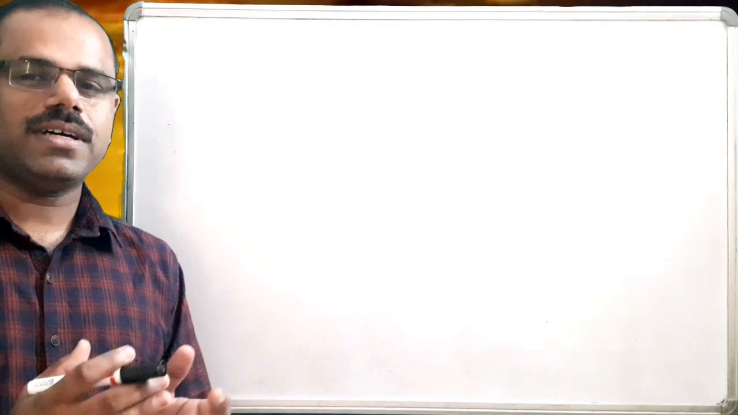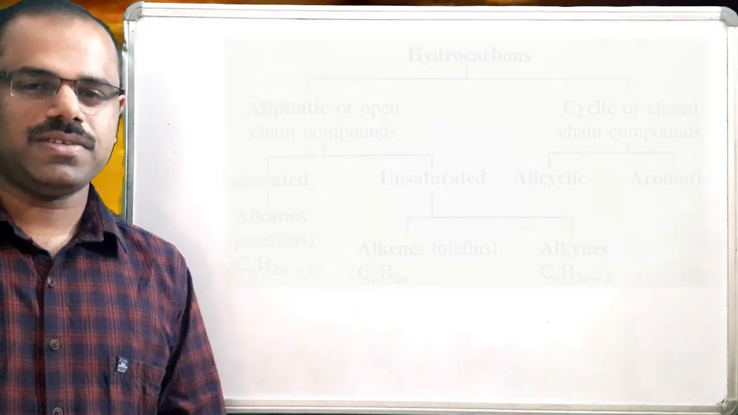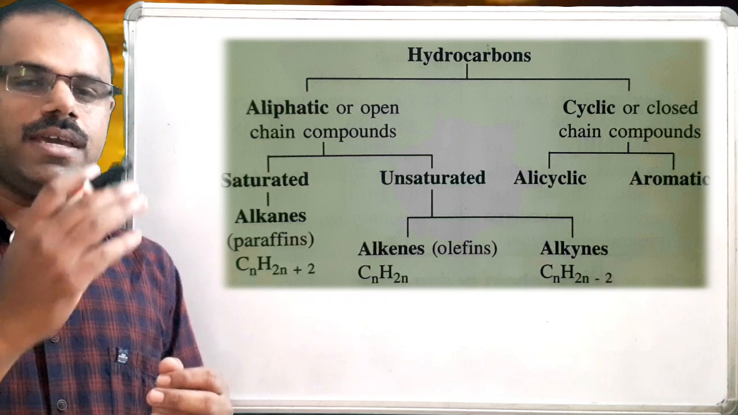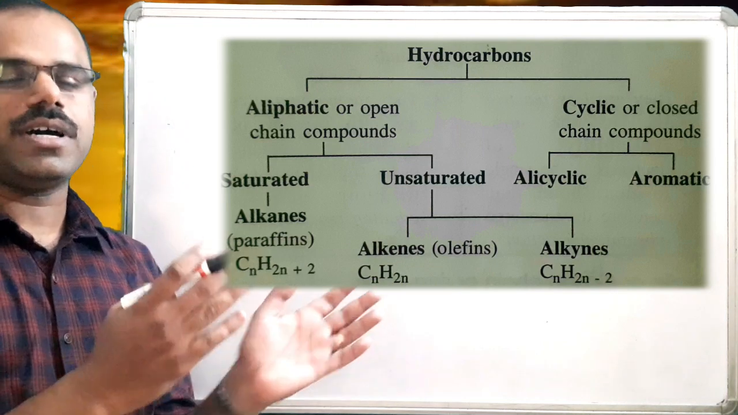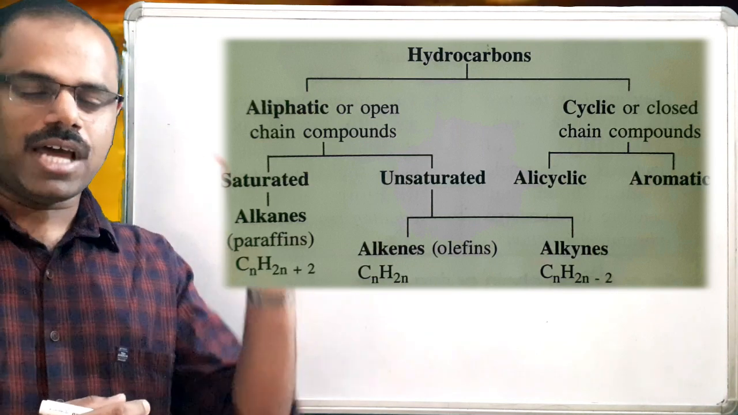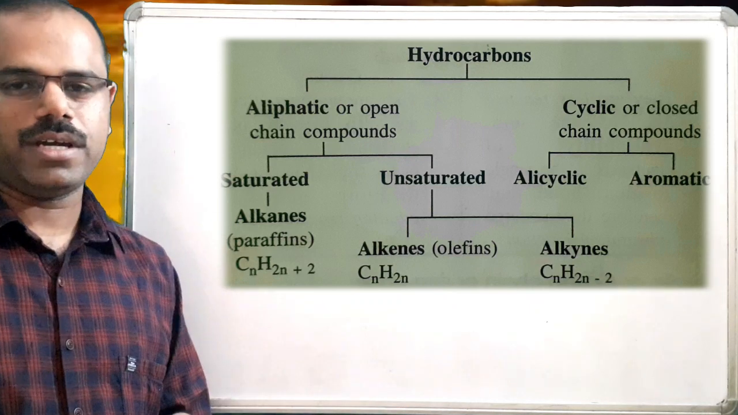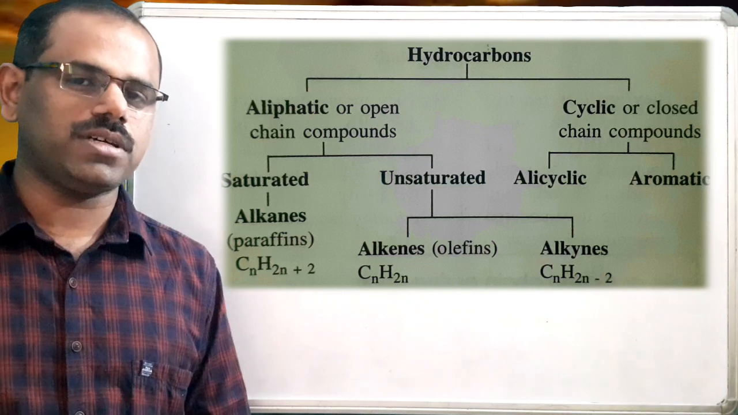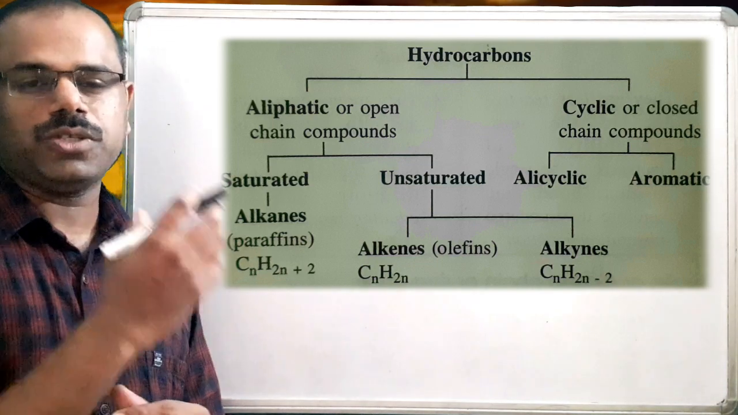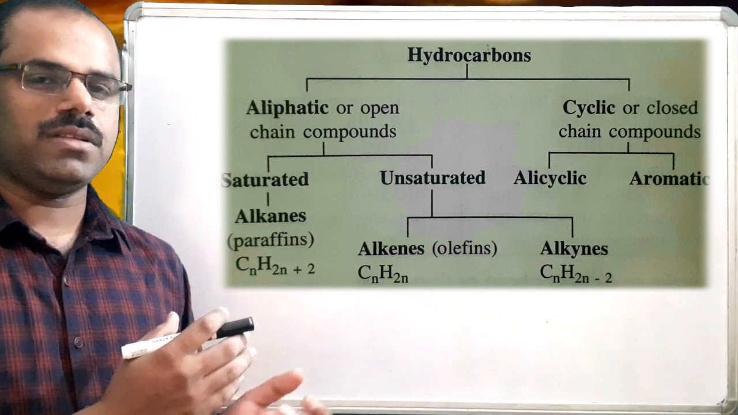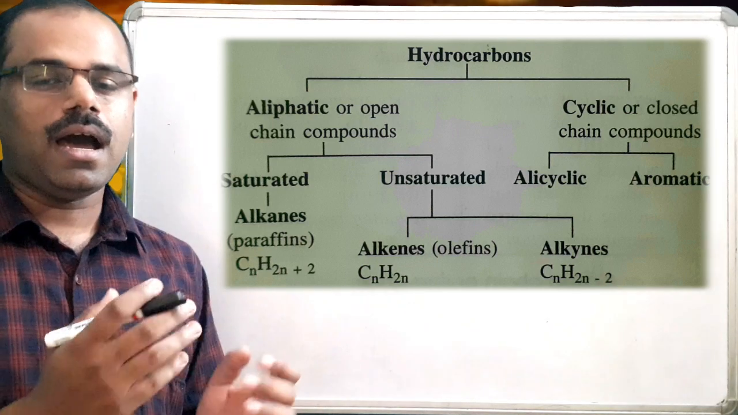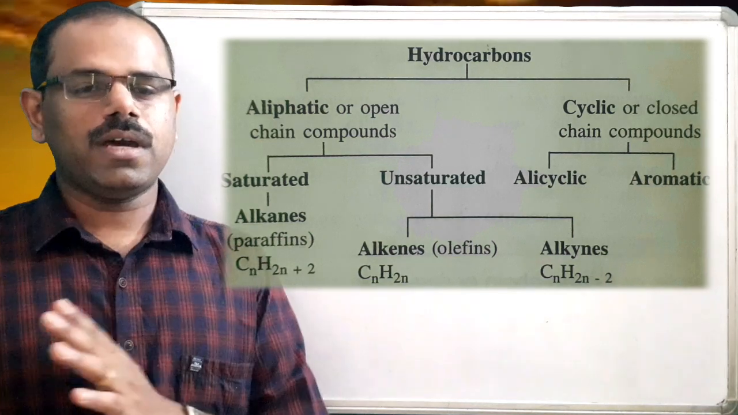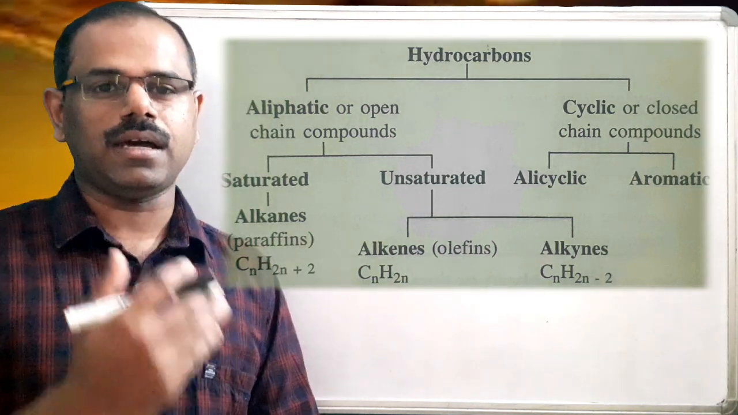As you know, the hydrocarbons are divided into two big categories: aliphatic and cyclic hydrocarbons. Again, the aliphatic hydrocarbons are divided into saturated and unsaturated hydrocarbons. In our syllabus, we study both. The saturated hydrocarbons have a subdivision called alkanes. In the same way, the unsaturated hydrocarbons are divided into two classes, called alkenes and alkynes.